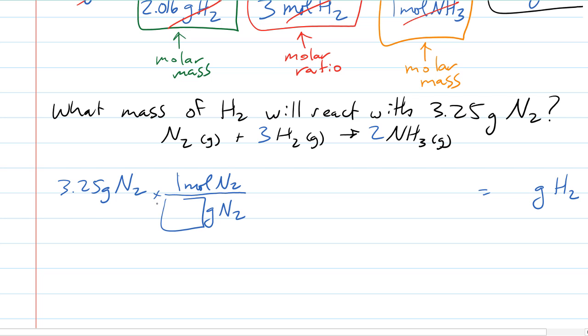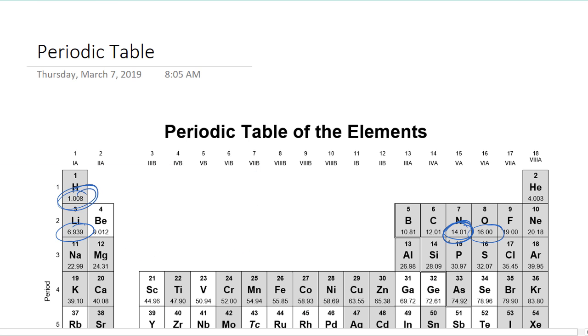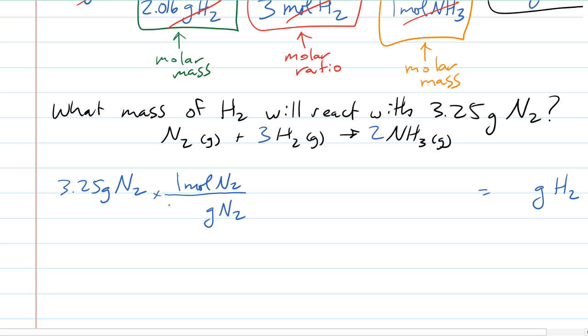Then we need to calculate this number right here. And where's this number going to come from? Atomic masses. So we look at nitrogen. We have 2 at 14.01. That's going to give us 28.02. Grams of N2 cancel out.